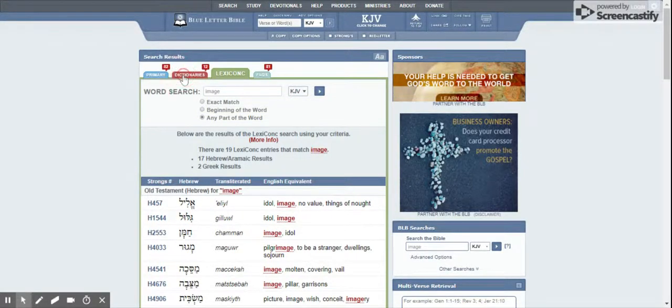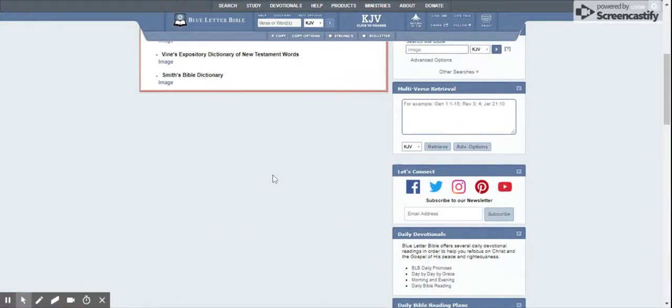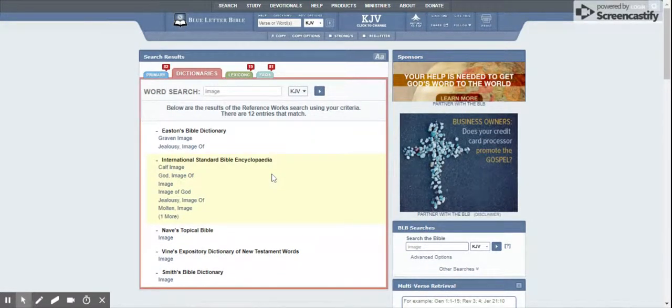And then after that, you can look in dictionaries, and even some commentaries if you want to find those. And after that, write down your findings, share it with a friend, let everyone know what is the meaning of ikon and why is that important to us today. And that is how you get behind the English into the Greek and Hebrew.